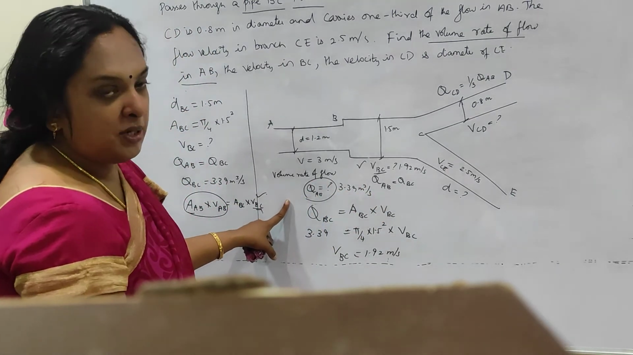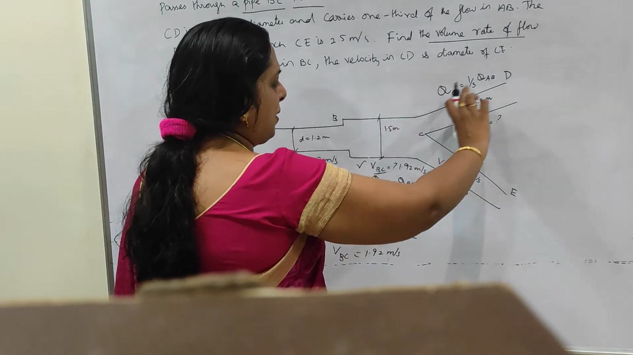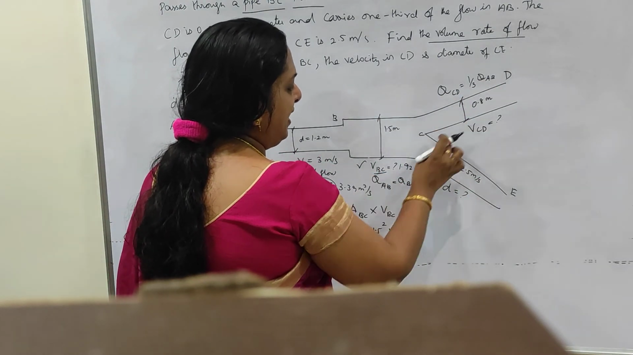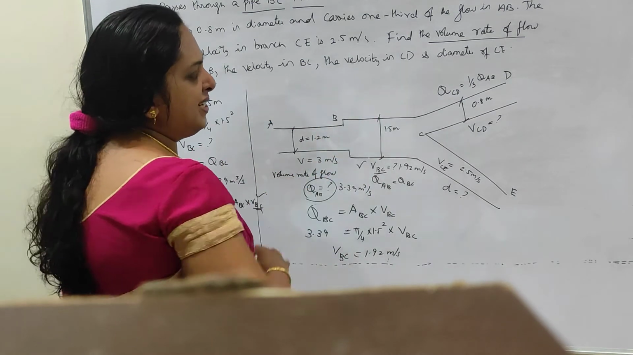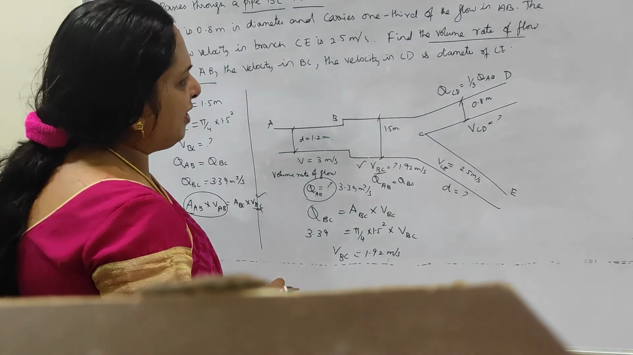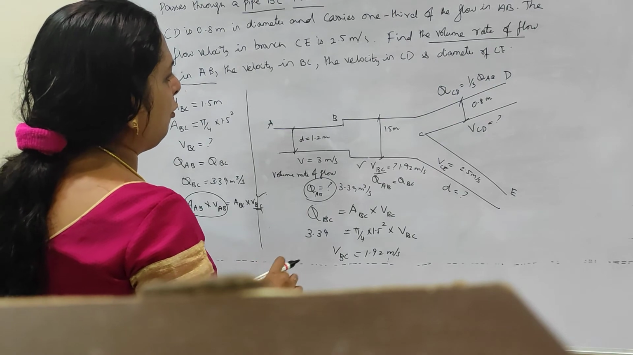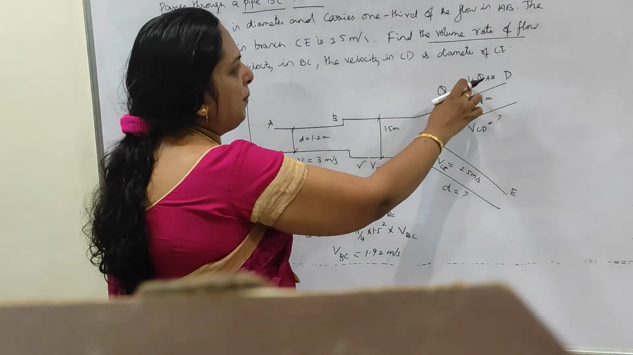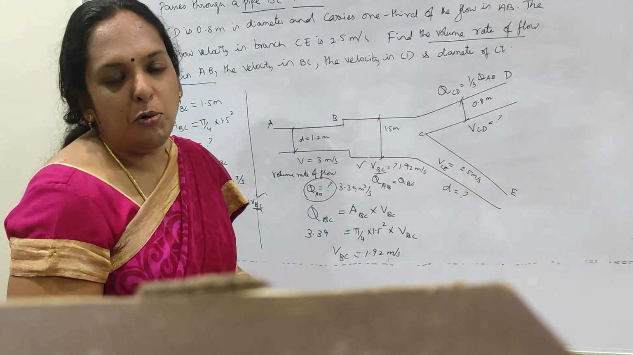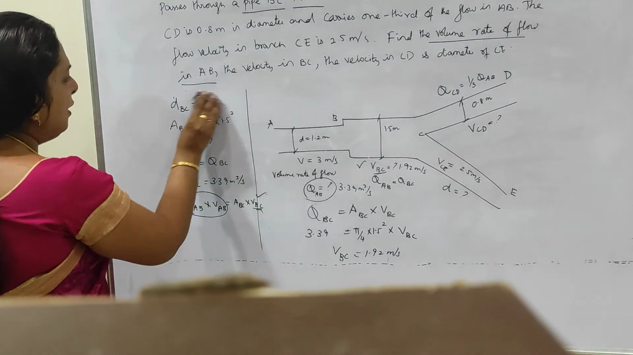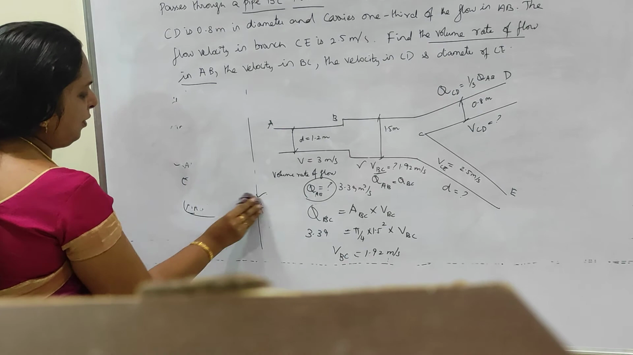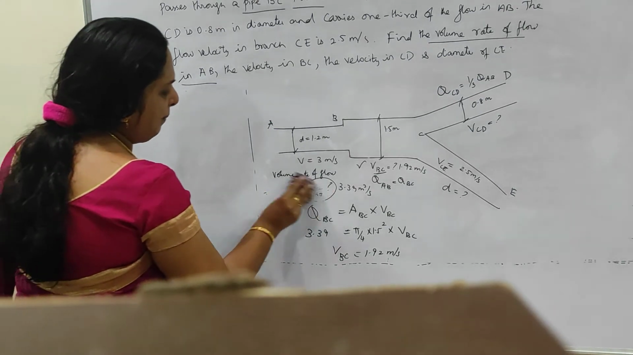Now my question is, I have to branch this pipe into two pipes. One is CD and the other one is CE. So I have to find out the velocity in CD. And for finding out the velocity in CD, they have given you a clue. The velocity is 1/3 of the velocity in QAB. That is a very easy thing they have given here. So what I am going to do is find out the velocity in this pipe.